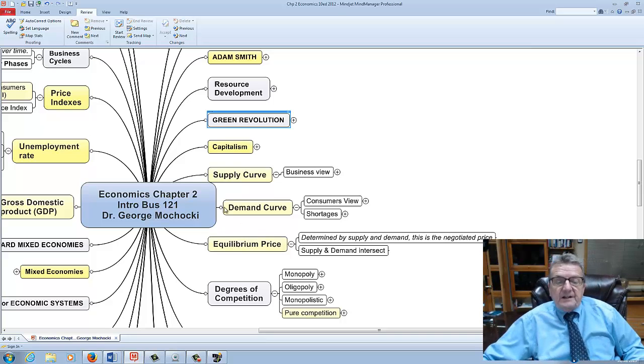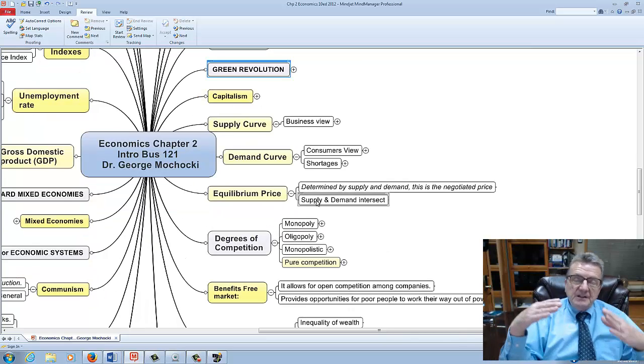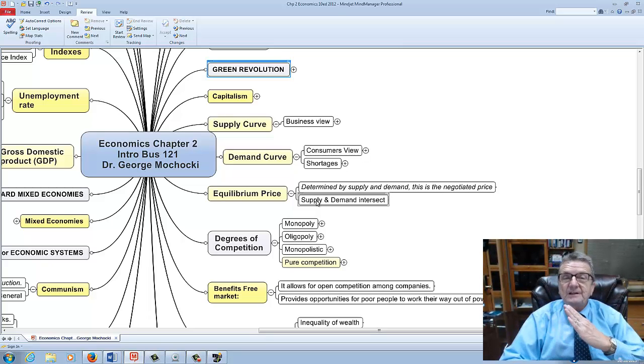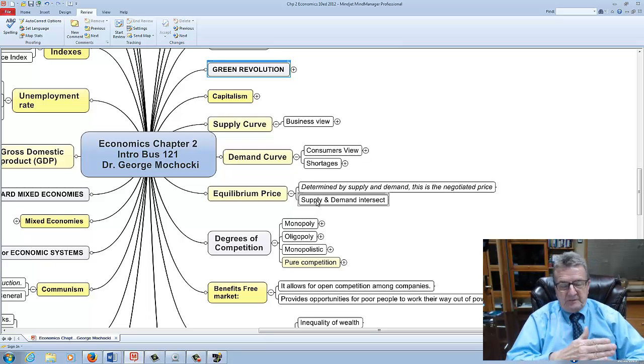So what's going to happen between the business view and the consumer's view is the equilibrium price. If I look at the equilibrium price, it is where how much a consumer is willing to pay and how much a business is willing to sell its product for and still make a profit. So I could sell it at a lesser price, but sell more, or I could sell less at a higher price, but still make profitability, as long as the consumer and the business meet that equilibrium point.